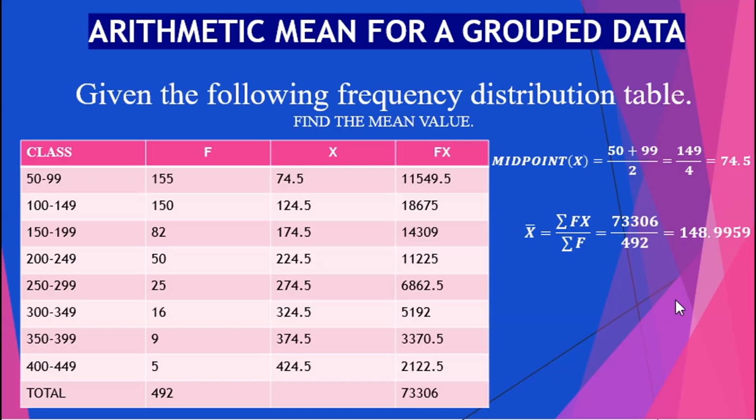148.9959. That is how to calculate the arithmetic mean for grouped data through the frequency distribution table.